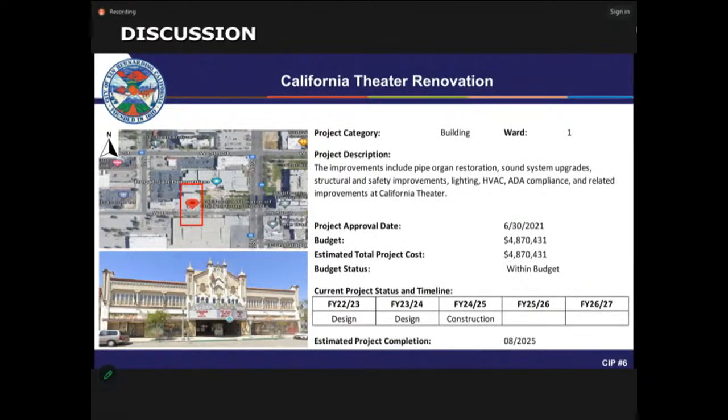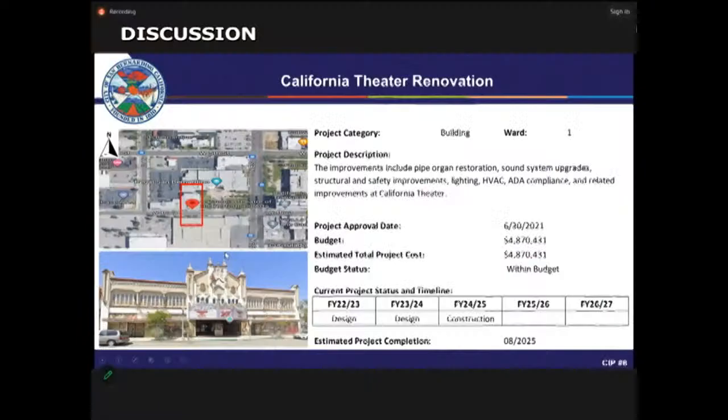Next project is the California Theater Renovation Project. The proposed improvements include pipe organ restoration, sound system upgrades, structural and safety improvements, lighting, HVAC, mechanical improvements, ADA compliance, and related improvements at the California Theater. The project budget is approximately $4.9 million. We are currently in design phase. We have a design-build contractor working on the project. Our anticipated completion timeline is by fiscal year 24-25.